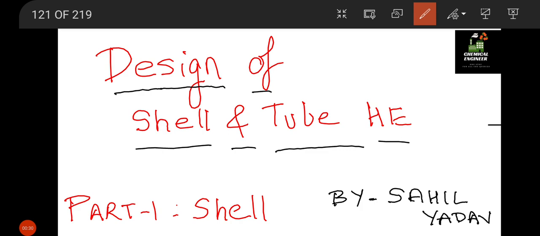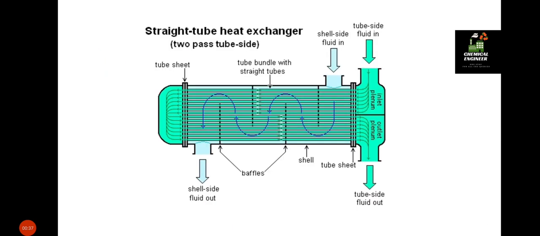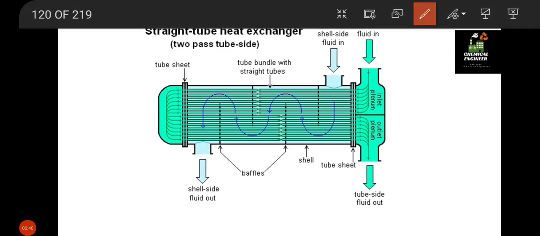Okay, so the first part to design in a shell and tube heat exchanger is the shell. So let me tell you what a shell is. This part is known as the shell. The shell is actually the outer covering of the heat exchanger, which is also responsible for the heat transfer from shell to tubes, or from fluid 1 to fluid 2 if we are using two fluids.